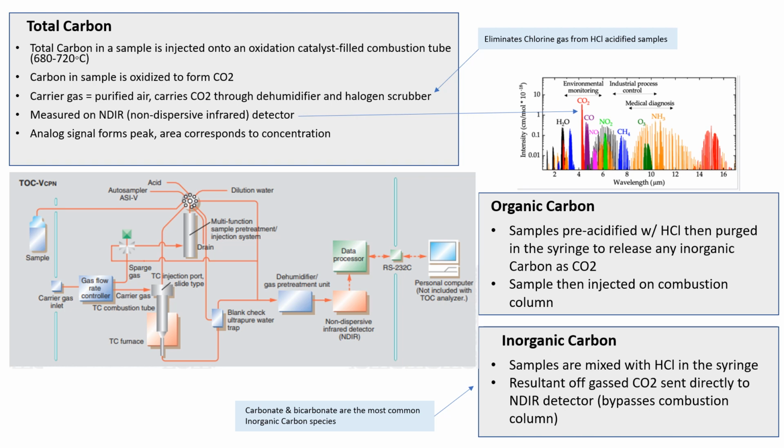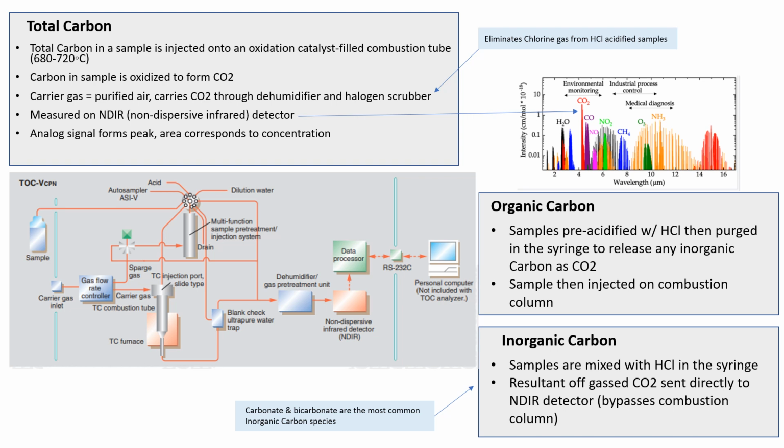Now the CO2 is pushed through the instrument with the carrier gas, which in this case is purified air. It passes through a dehumidifier and a halogen scrubber to the detector. In this case, the detector is an NDIR detector, which stands for non-dispersive infrared. So it's actually measuring the infrared wavelength signal of CO2. The signal forms a peak, and the peak area corresponds directly to the concentration of carbon.